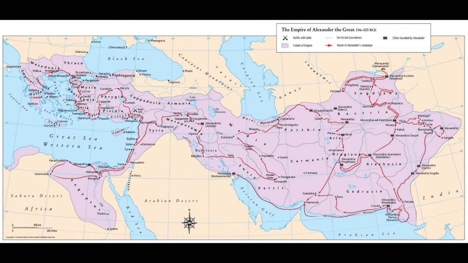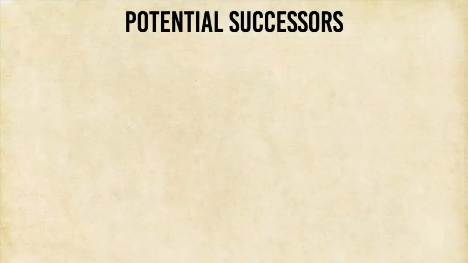So you've got this incredibly large empire, and the ruler and the conqueror has died. So the Macedonian generals get together to decide, well, what are we going to do about this? What are we going to do with this work that has been built? How are we going to keep this together? What are we going to do to administer this empire? Well, there were some potential successors.